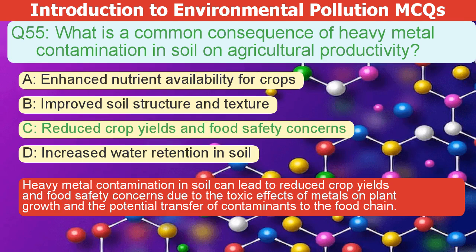The correct answer is C. Heavy metal contamination in soil can lead to reduced crop yields and food safety concerns. This is due to the toxic effects of metals on plant growth and the potential transfer of contaminants to the food chain.